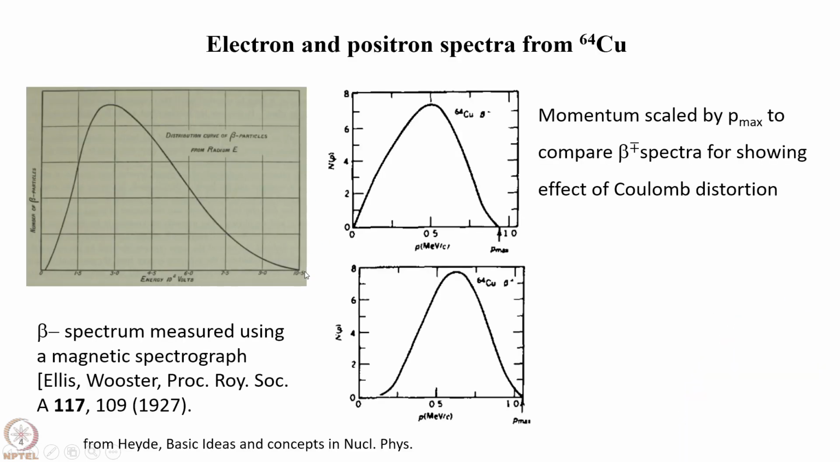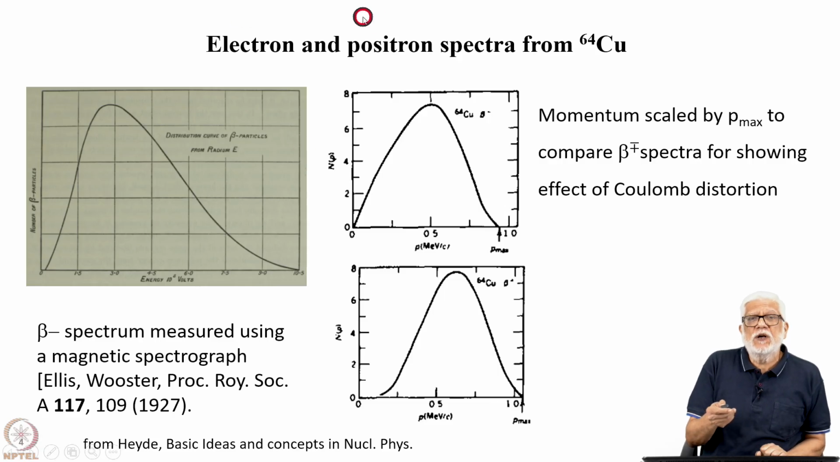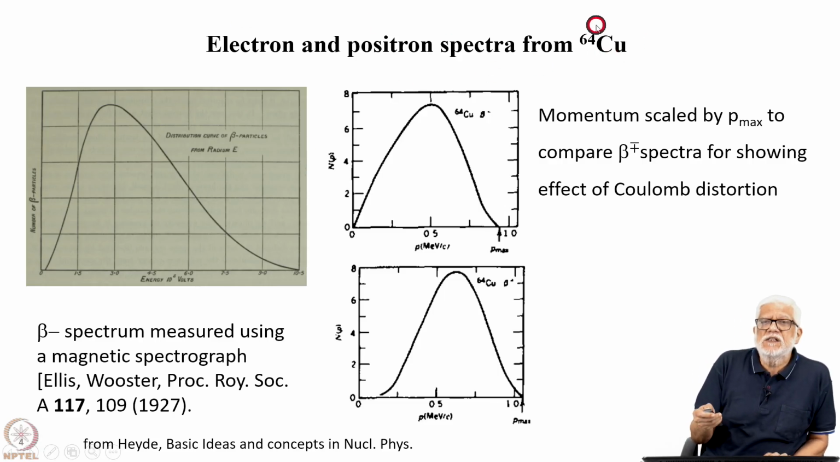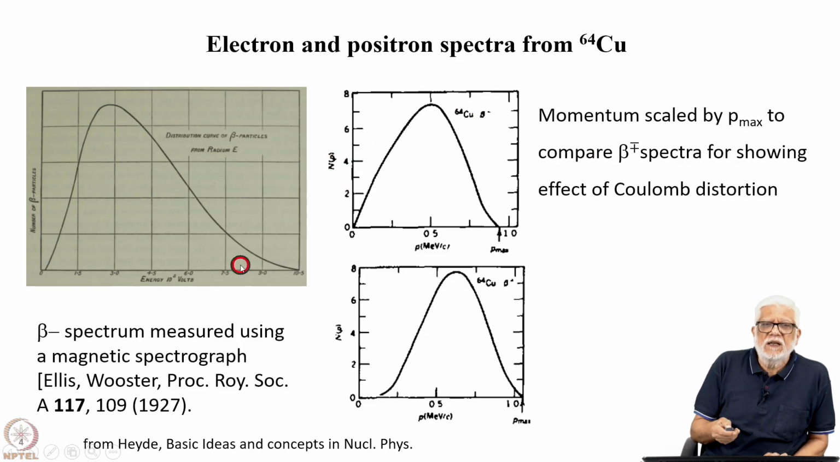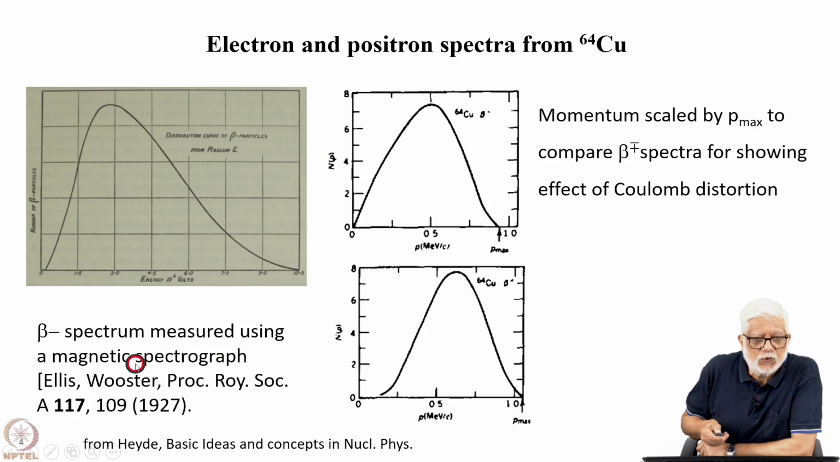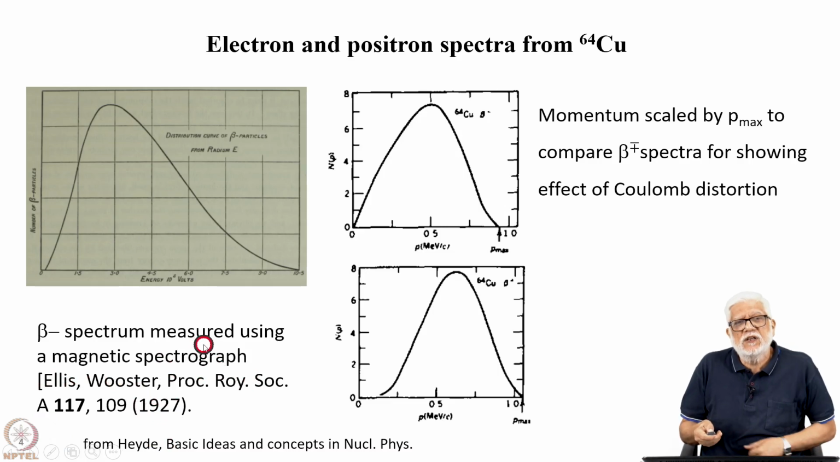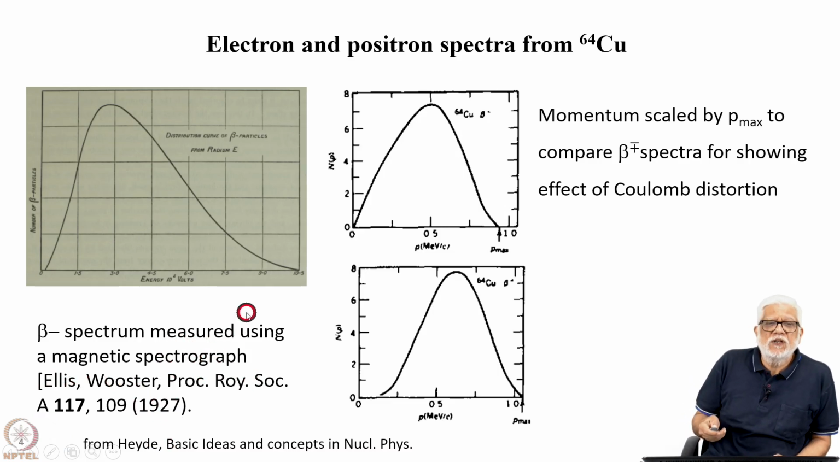Okay, so these are typical electron and positron spectra, and in this case it is 64 copper. It's an odd nucleus, so it can go to an even nucleus on the proton rich side or the neutron rich side, and the beta spectrum was actually measured quite early, even before the discovery of the neutrino. And this is from a paper by Ellis and Wooster in the Proceedings of the Royal Society in 1927, so 3 years before Pauli proposed the neutrino. What was seen was a continuous energy spectrum all the way up to the end point.